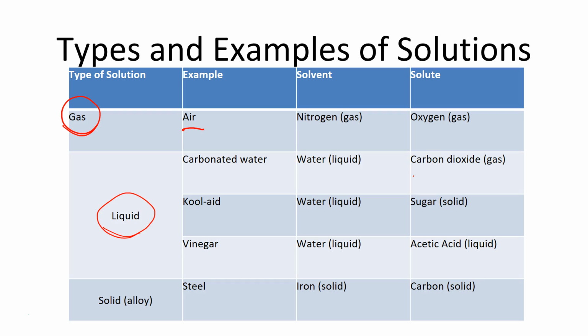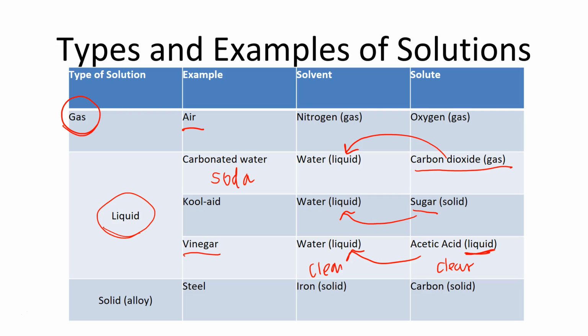The carbon dioxide here can be dissolved into liquid water, and that's how we get sodas. Yay for all fizzy drinks, carbonated water, things like that. If you want to make Kool-Aid, like we talked about before, the sugar is dissolved inside the water. And vinegar, you have acetic acid, which is a liquid dissolved in another liquid or mixed into another liquid. And since they're both clear, I've got a clear liquid here, clear liquid here, you really can't tell the difference.